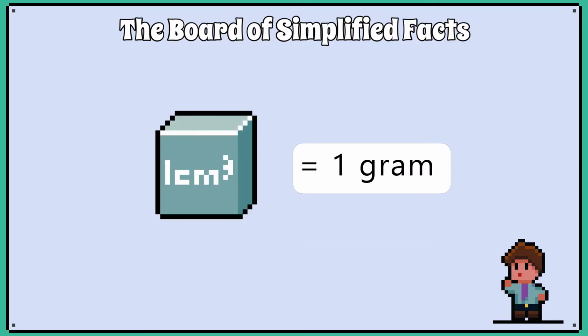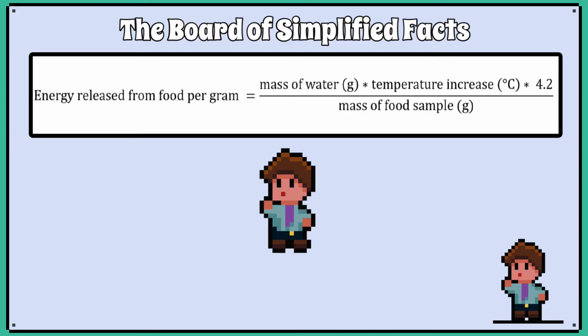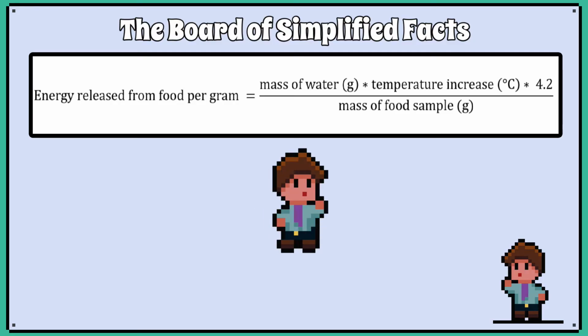1 centimeter cubed of water is equal to 1 gram. Luckily, all you need to do is plug the numbers from a question into this equation, which is given to you in the exam, and you do not need to worry about calories or the specific heat capacity of water.